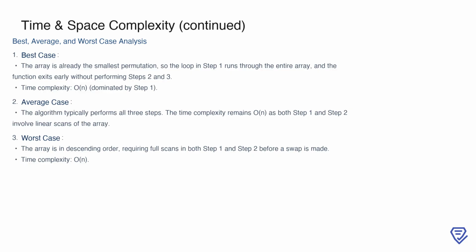In the average case, the algorithm typically goes through all three steps, identifying the rightmost element, finding the appropriate element to swap, and performing the swap. Despite this, the time complexity remains O(n), because steps 1 and 2 each involve linear scans. In the worst case, the array is sorted in descending order, meaning we must perform full scans in both step 1 and step 2 before making a swap. Even in this scenario, the time complexity does not exceed O(n).